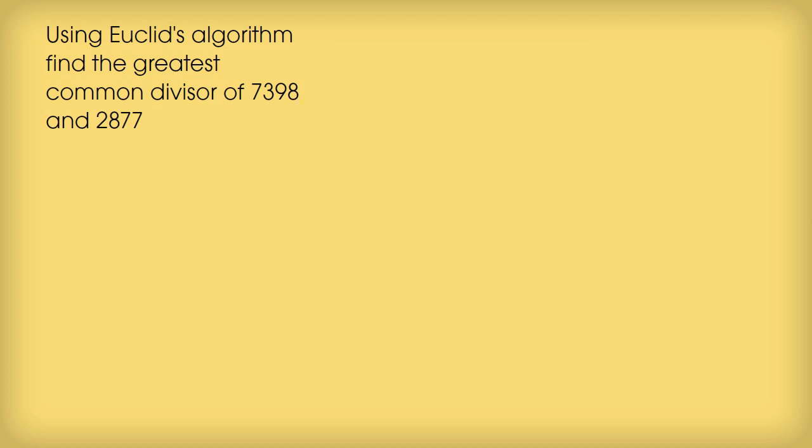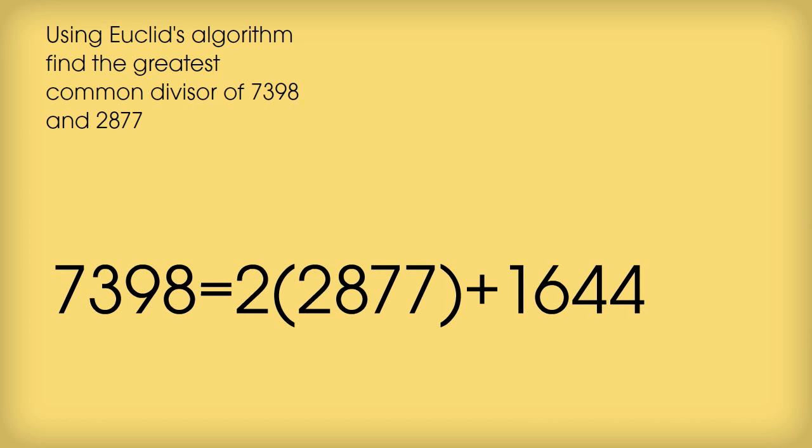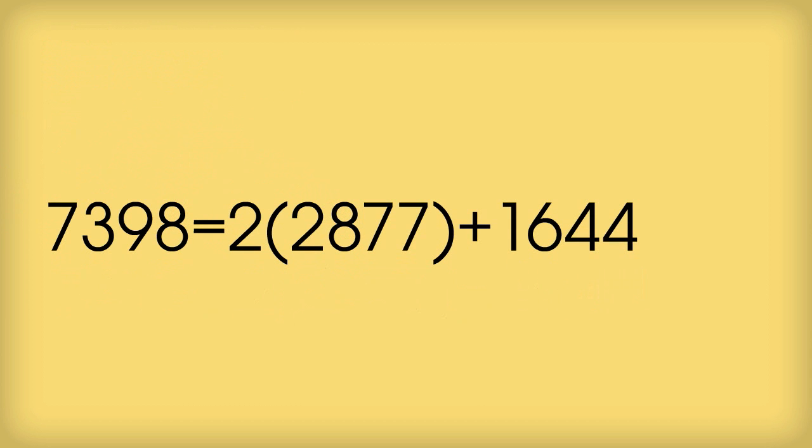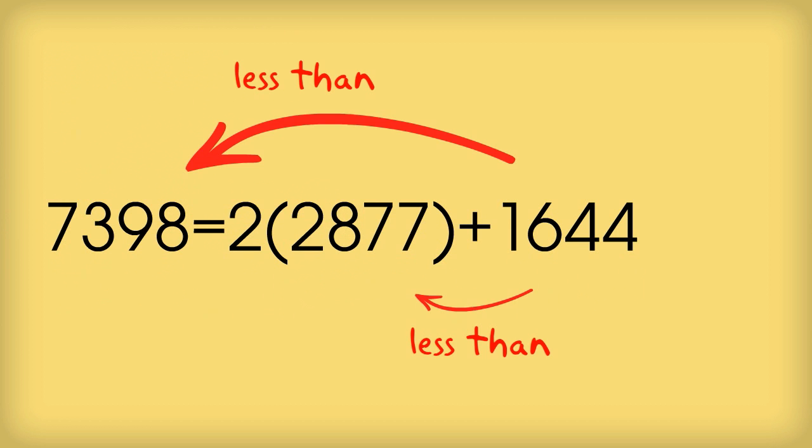Okay, now to the problem. Using Euclid's algorithm, find the GCD of 7398 and 2877. So we use the two numbers that were given in the problem and we set it out as follows. We have 7398 equals 2 times 2877 plus 1644. The remainder theorem ensures that we can always do this and have a remainder, in this case 1644, that is less than both of the original two numbers.